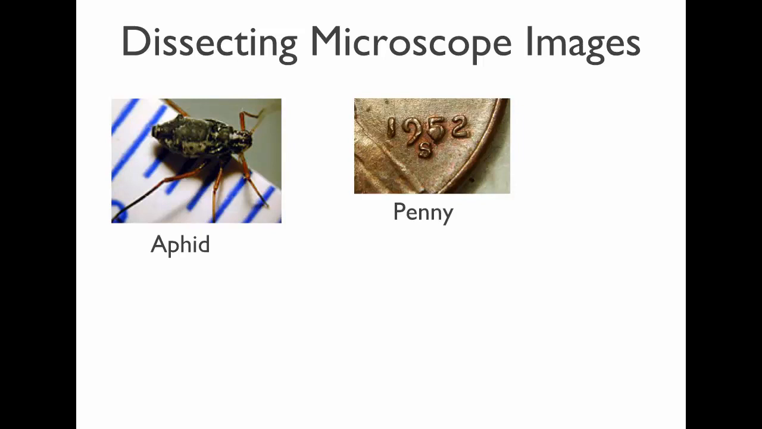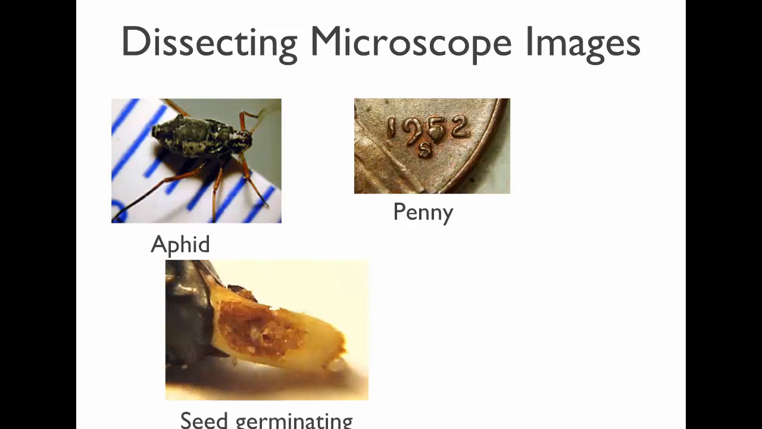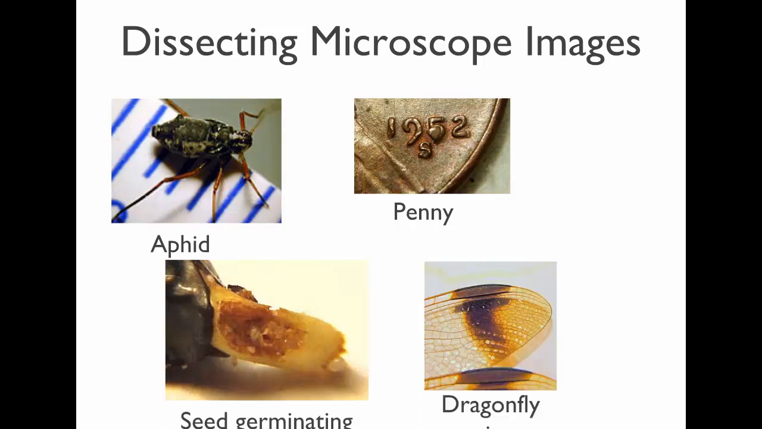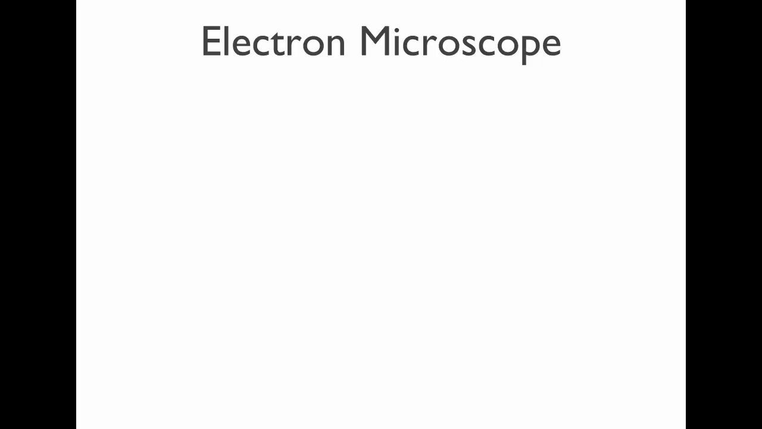Here's a penny seen through the dissecting microscope. And we can see the ridges and the shadows there. This is a seed that's starting to grow. It's germinating. This is the wing of a dragonfly. So the dissecting microscope we use if we want to see a thicker object and get a three-dimensional view of it.